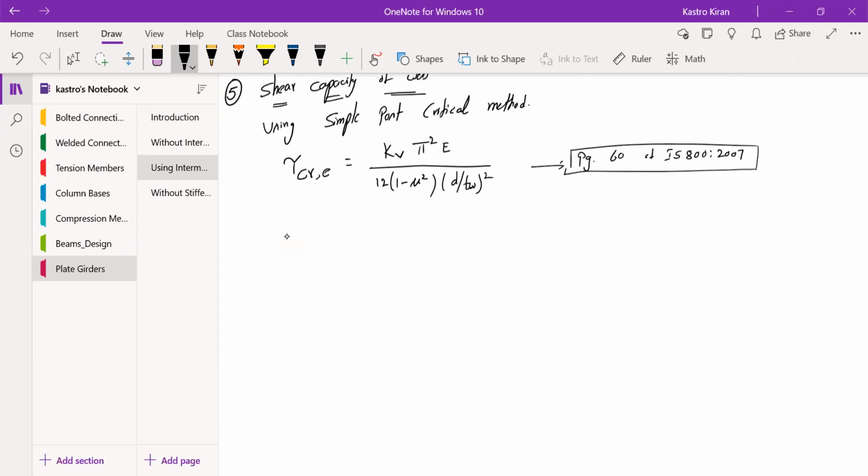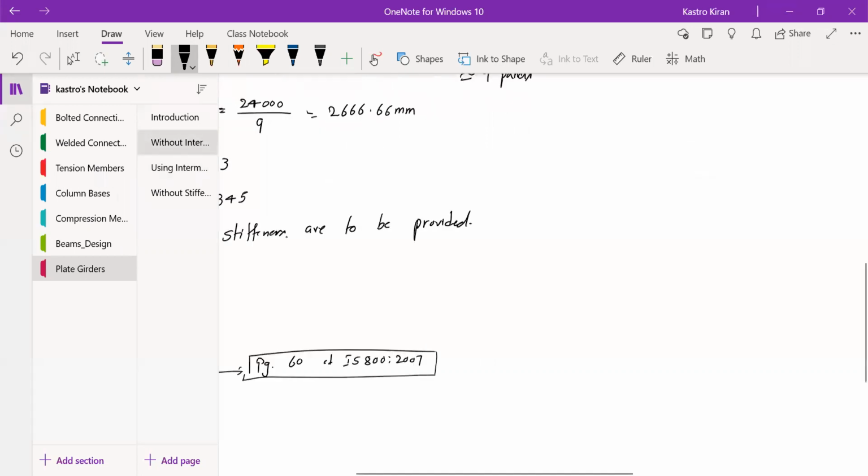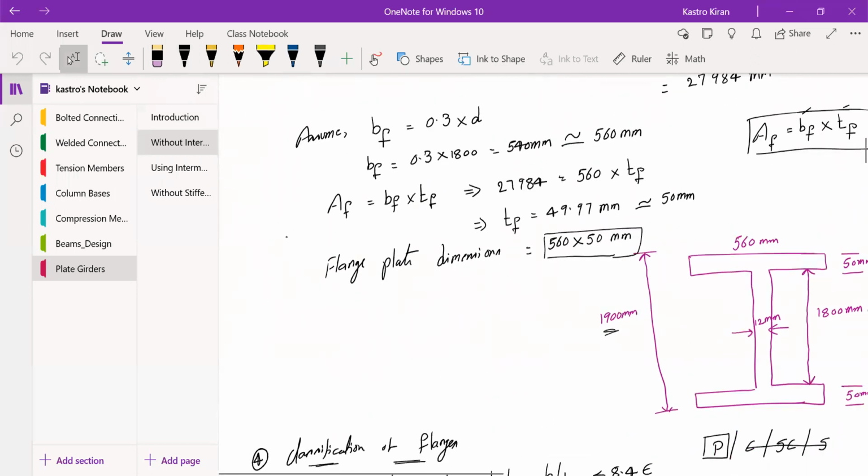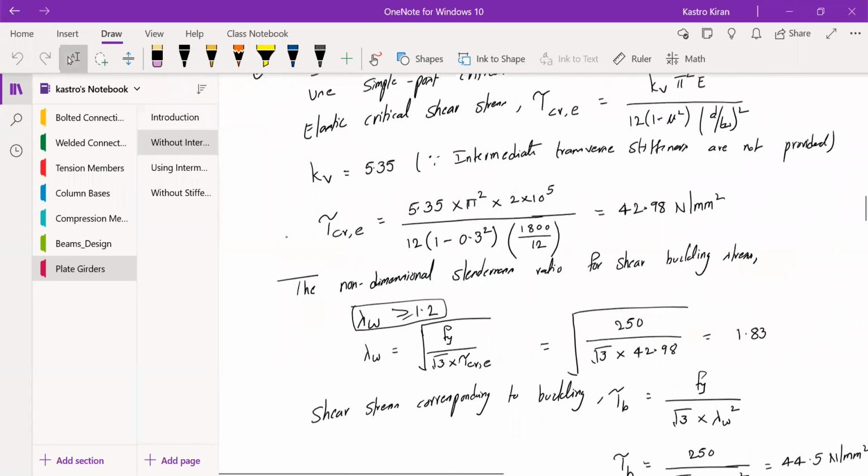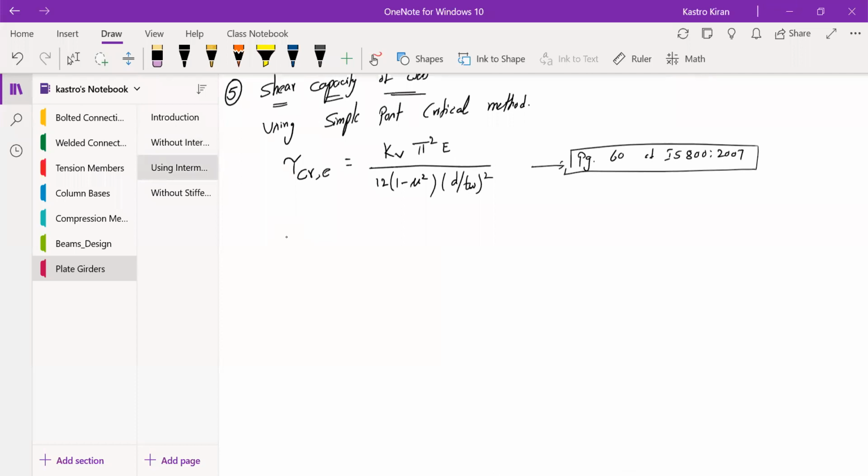In the previous problem, without intermediate transverse stiffeners, the value of kV was taken as 5.35. We took it because we were not providing intermediate transverse stiffeners, so you can directly take kV as 5.35. But in our second case, we are using intermediate transverse stiffeners. When you use them, the value of kV depends on the C by D ratio. You can refer to the code book.